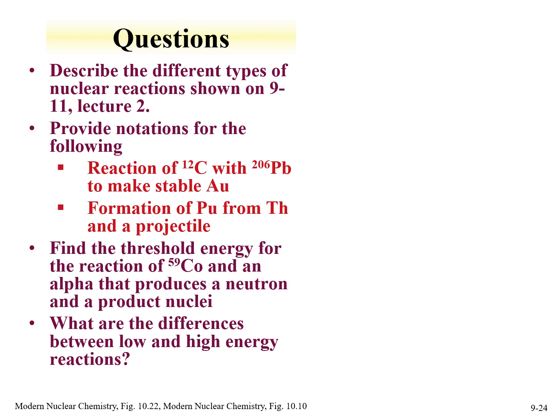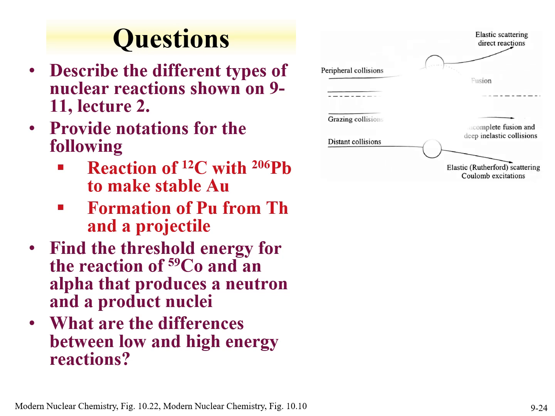So for instance, describe the types of nuclear reactions shown on page 11 of the second lecture. And these reactions are demonstrated here. One where you get some peripheral collisions, some grazing collisions, where you might get some interactions of nucleons, so some transfer of nucleons between the nucleus and the target.